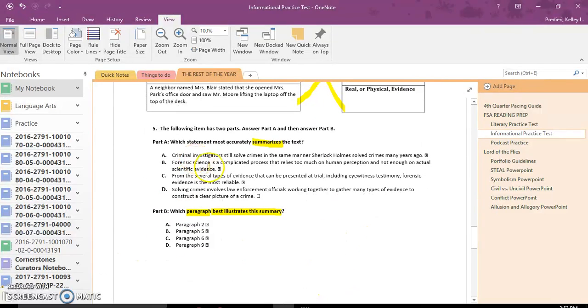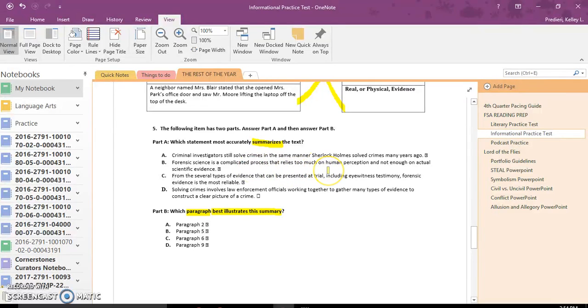Alright, number 5. The following item has 2 parts. Answer part A and then part B. Which statement most accurately summarizes the text? Again, you would have needed to read the entire text to know the summary of it. A. Criminal investigators still solve crimes in the same manner Sherlock Holmes solved crimes. No, the whole Sherlock Holmes thing ends really after that second paragraph. B. Forensic science is a complicated process that relies too much on human perception and not enough on actual scientific evidence.